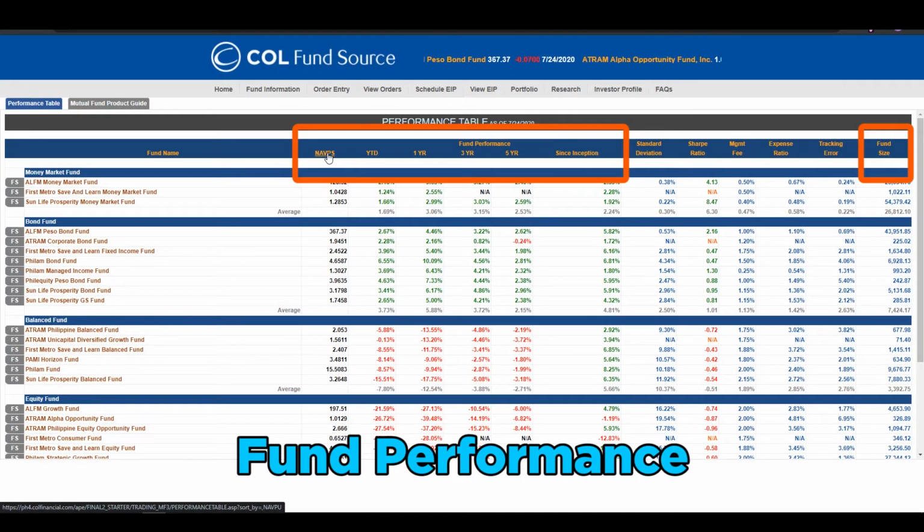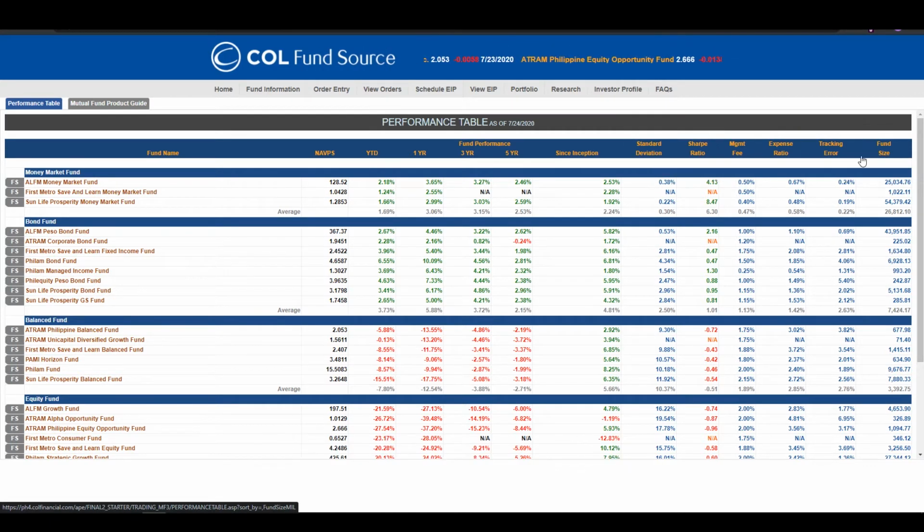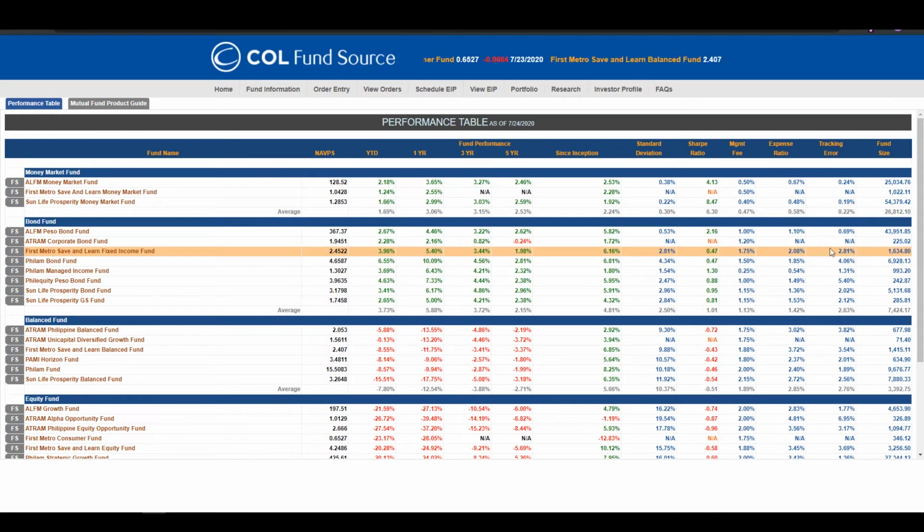You can check their net asset value per share. You can also see here the fund performance for 1 year, 3 year, 5 years. You can check their standard deviation and Sharpe ratio, which is a measure of variation. You can check their management fee, expense ratio, their tracking error, which is what they're expected to align to. So that's also a measure of variance from a particular index. And fund size, how much money is there. Since inception is how much it has grown. So inception is just birth date.